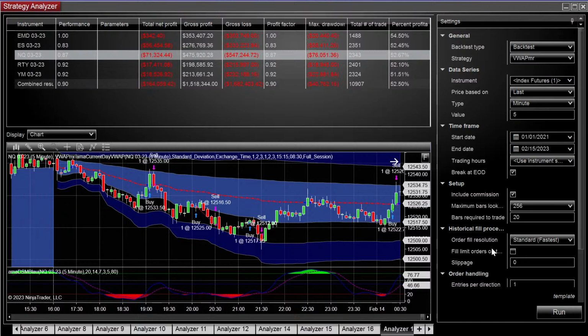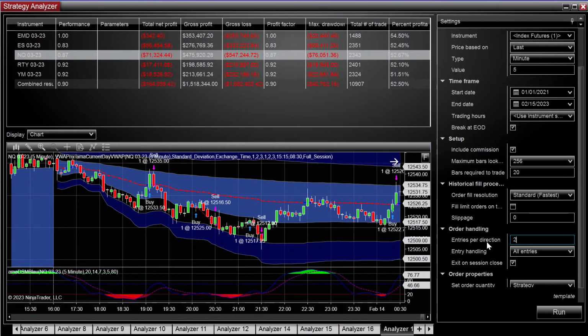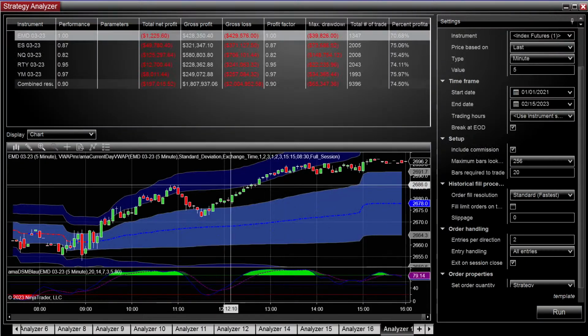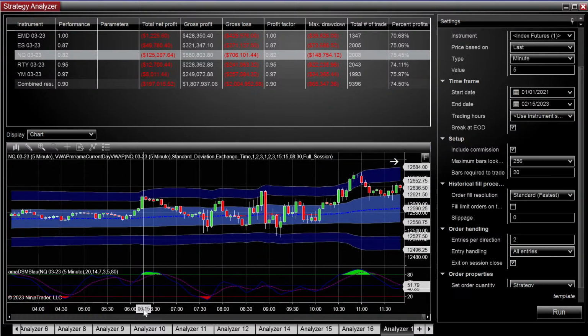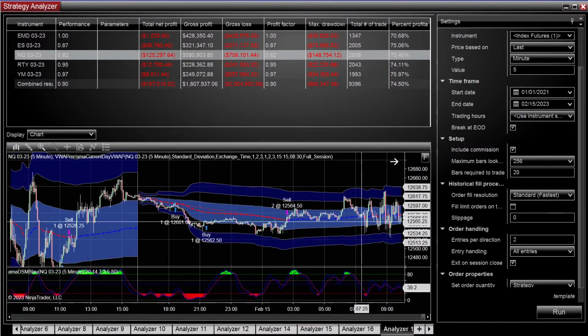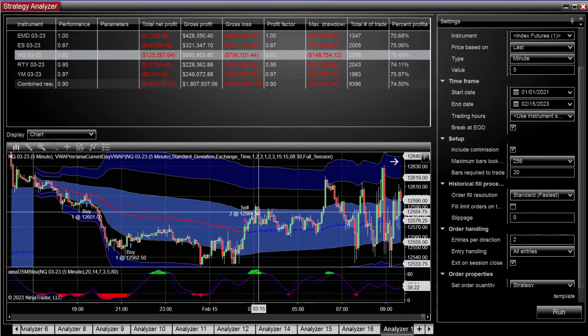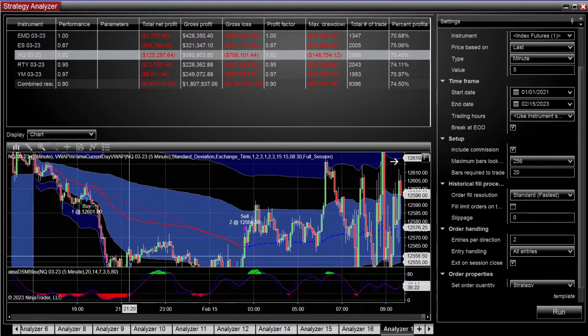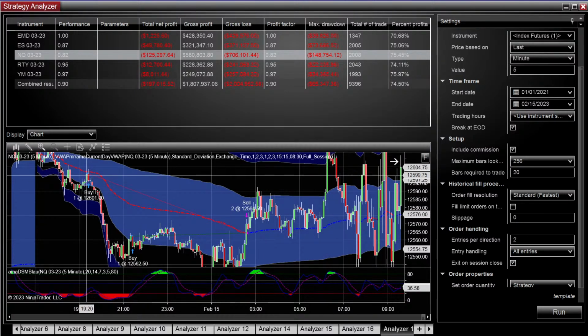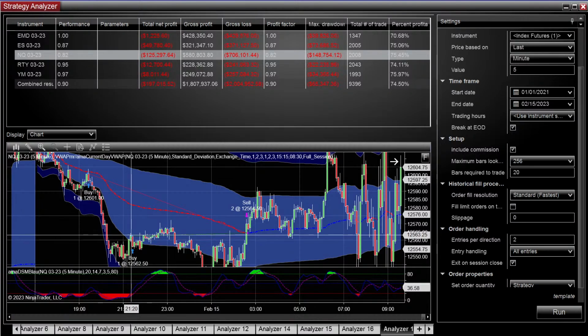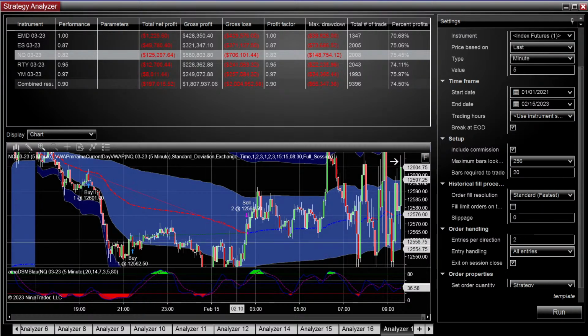Let's make sure it's doing it right. Entries per direction, we'll do 2. Yeah, so here kind of shows an example of what I was talking about. Entered long here, but we never exited. Entered long again here, and then exited at the VWAP.